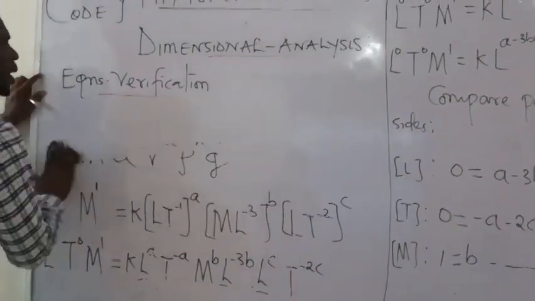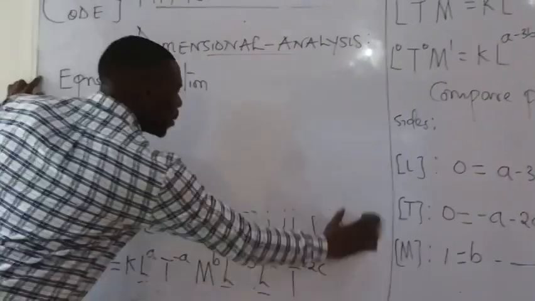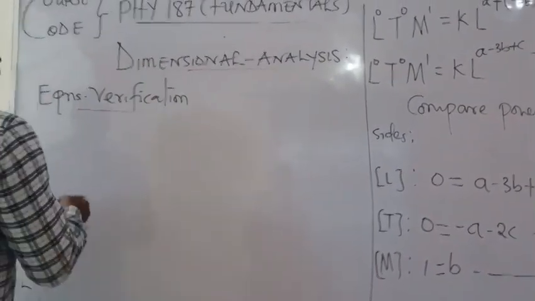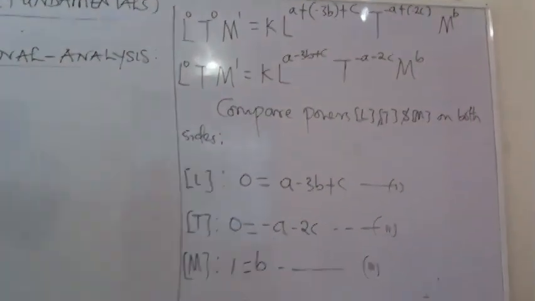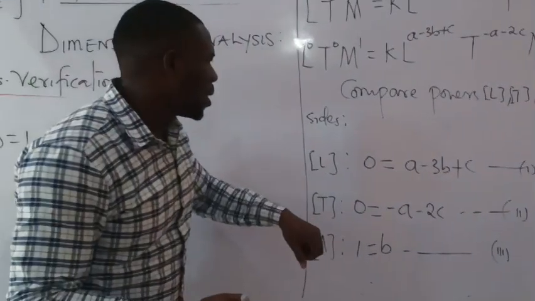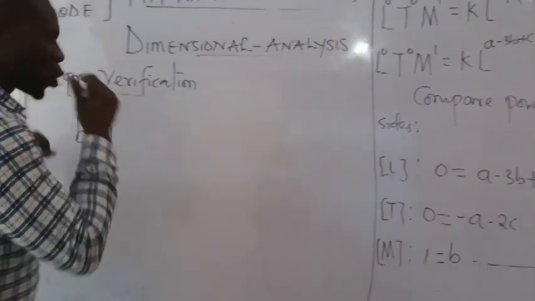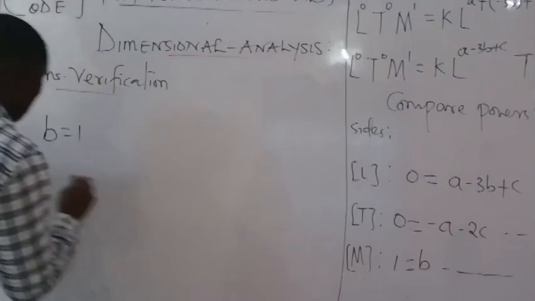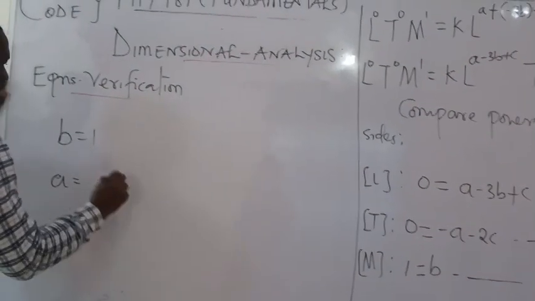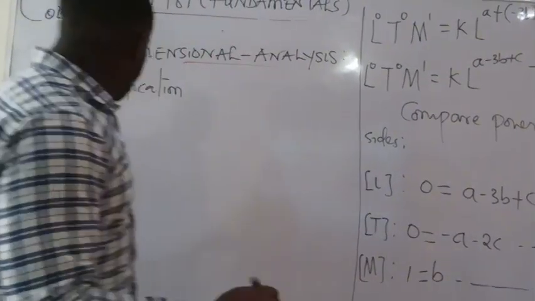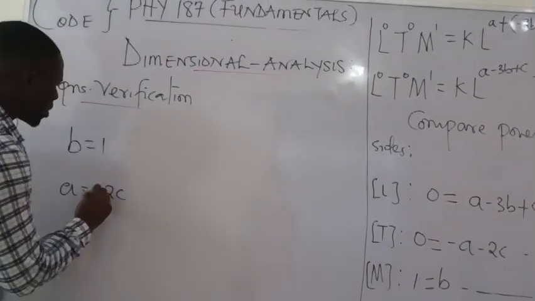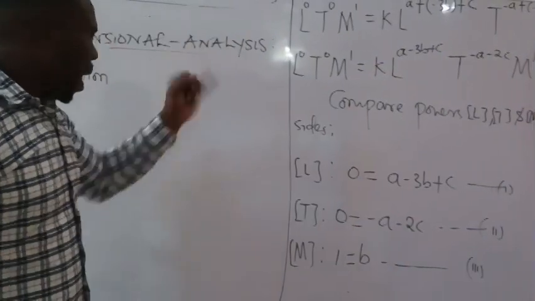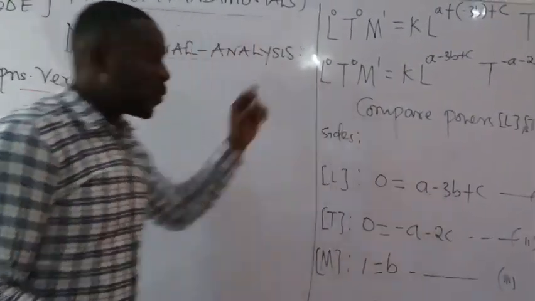Alright, so we proceed. Now, b already tells us that it is 1. So b is 1. Now, if b is 1, from equation 2, if I flip this, if I transpose this, I'll get a is equal to minus 2c. So anywhere I see a, I could stick in minus 2c. And of course, I could do that in equation 1 since b is 1, replacing a with minus 2c. And of course, we're good to go.